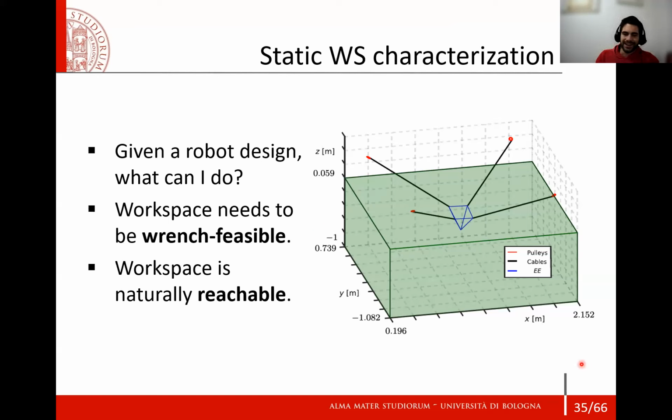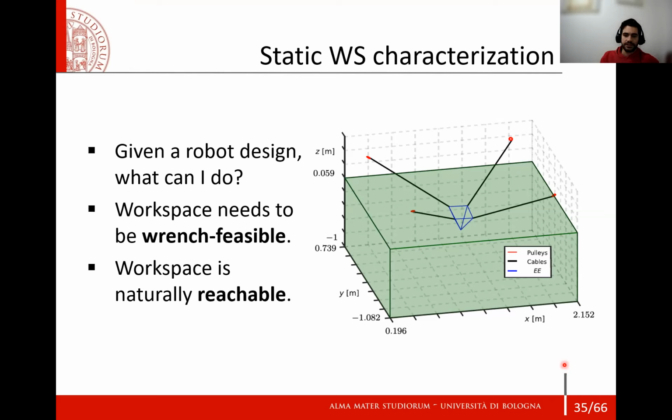Okay, I'll start my part of the talk by talking about one other problem we investigated in these years, which is the one of static workspace characterization for this kind of underactuated robot. That means, basically, given an underactuated robot design, what can I safely do with it? Well, as for any cable robot, the workspace needs to be, of course, wrench feasible. That means the cable tensions must stay between upper and lower bounds.